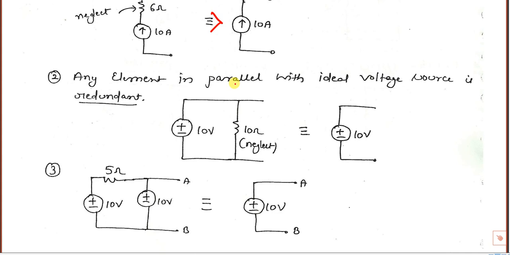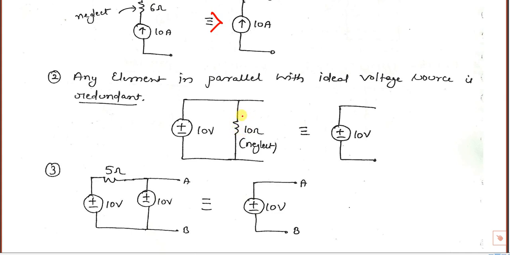Any element in parallel with an ideal voltage source. This is the ideal voltage source, because a practical voltage source means series resistance will be there. This is an ideal voltage source. Any resistance connected in parallel to that can be ignored, it is redundant. You can just remove it. Like in the current source case we wrote short circuit, but for redundant resistance here, don't write short circuit. If I write short here, short means what? 0 volts. 0 volts in parallel with 10 volts is not possible.